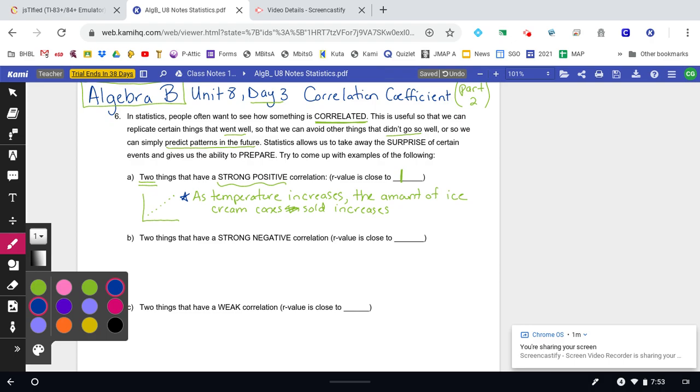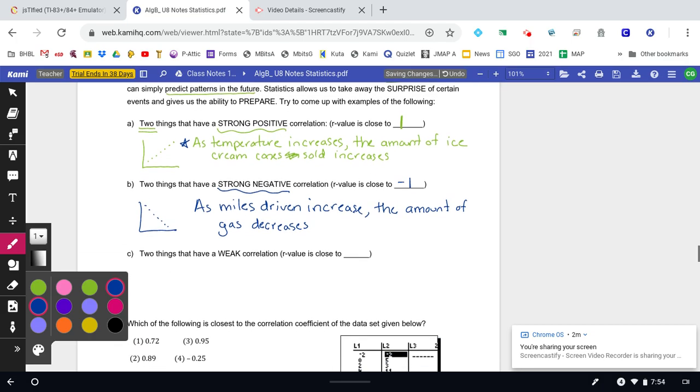All right, so things that maybe have a negative correlation. So we want R value of -1. So we want two variables. All right, something that's going to, one thing goes up, the other goes down. So something like, I don't know, maybe as the miles driven in a car increase, the amount of gas that's left decreases. All right, I want you to try to think of another example for that.